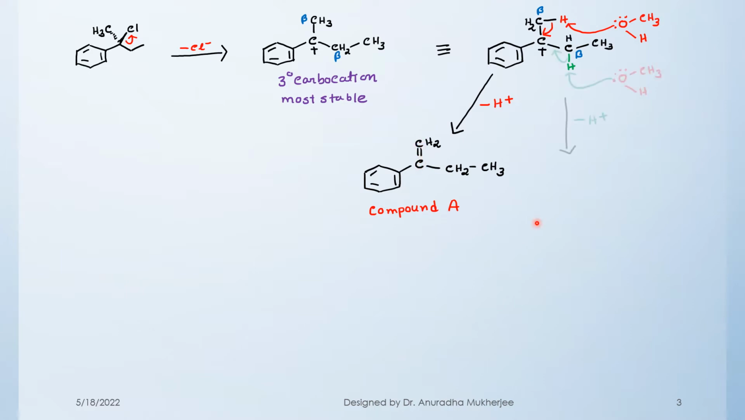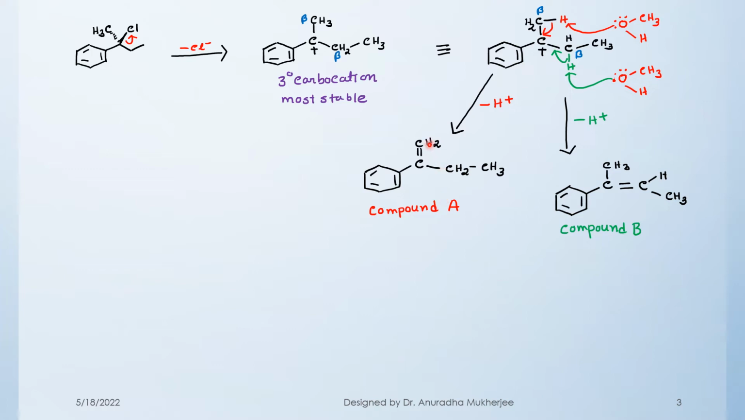Now there is another possibility where this green color beta hydrogen can be removed by the base methanol, and in that case we will be getting compound B. Here you can see the double bond is forming between these 2 carbons. Now we have to find out the stability of compound A and compound B, and that will tell us which will be the major and minor product.